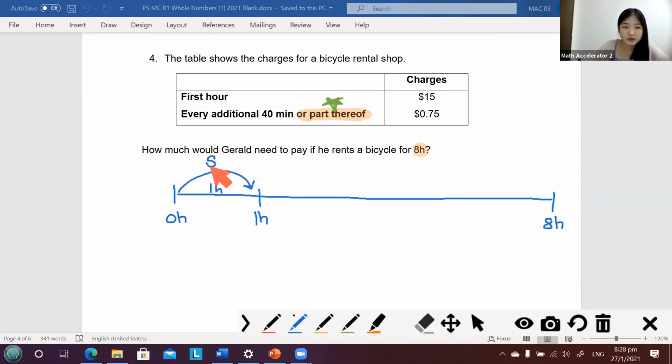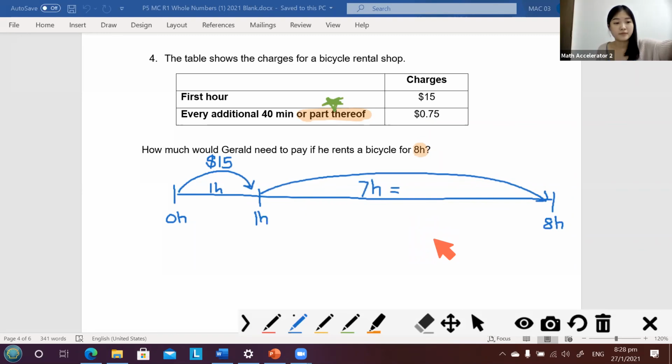This is $15. Every additional 40 minutes or part thereof is 75 cents. So from 1 hour here, you used up 1 hour already. That's $15. From then on, it will be 75 cents for every 40 minutes. So you're moving forward by 7 more hours. 7 hours is equal to how many minutes? Can you calculate for me? How many minutes is 7 hours?